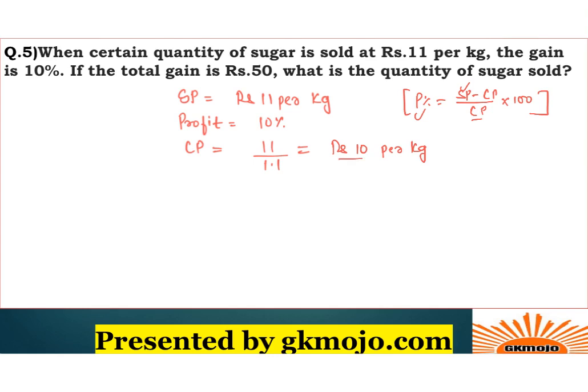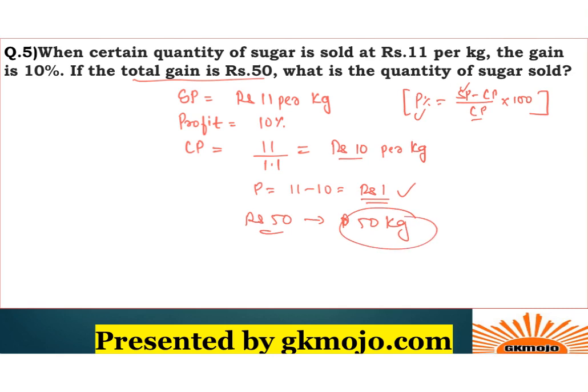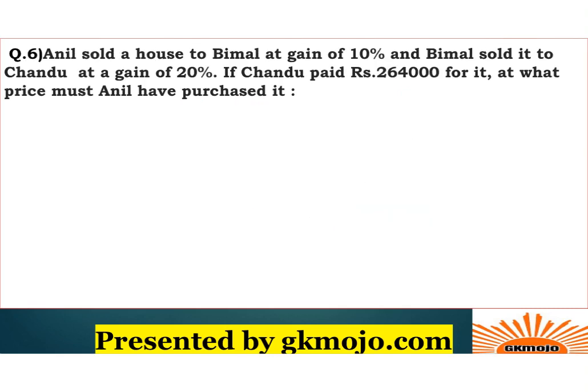All right, so basically what is the profit over here? Profit is 11 minus 10, that is rupees 1. So on 1 kg you have a profit of rupees 1. So if the total gain is rupees 50, how much would be the quantity of sugar? It would be 50 kg. As simple as that, because for 1 kg the profit is 1 rupee. So for 50 kg the profit should be 50 rupees. Hence the correct answer to this question is 50 kgs. Let's have a look at the next question.